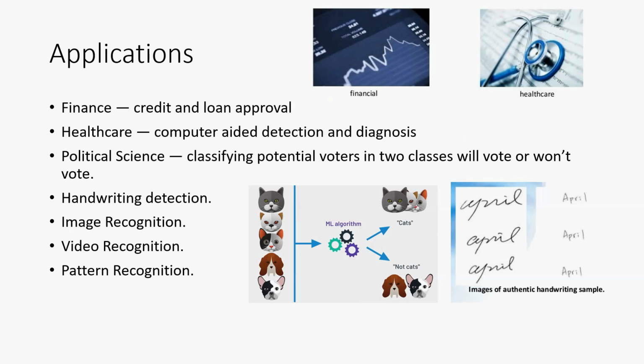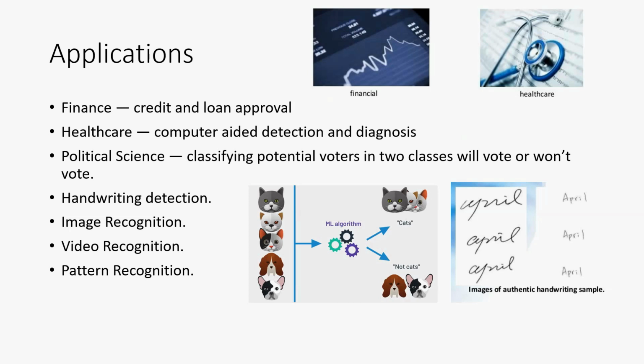If a medical image is given to a model that is already trained with a variety of medical images, the model can detect or classify whether that input image has a tumor or not. In political science, the opinions of the voters are already gathered, and based on that the model is trained, and now the model can classify whether the person will vote or not.